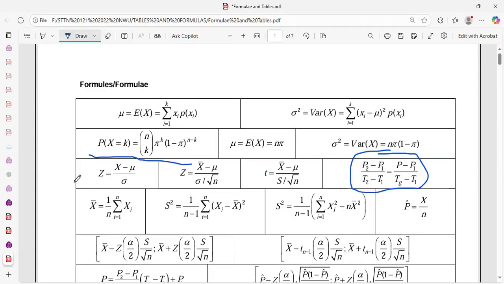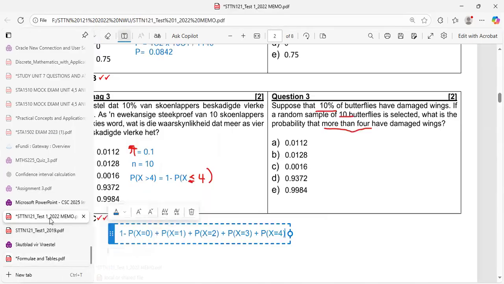It's n combination k multiplied by the population proportion to the power k, times open bracket 1 minus the population proportion, to the power n minus k. So let's substitute, and we'll do it step by step.